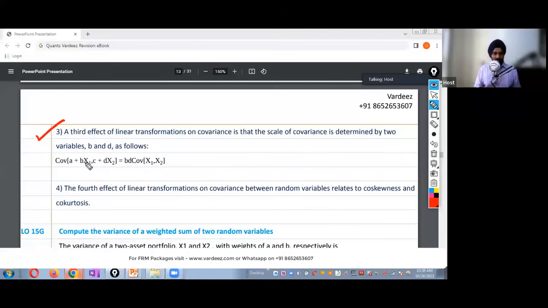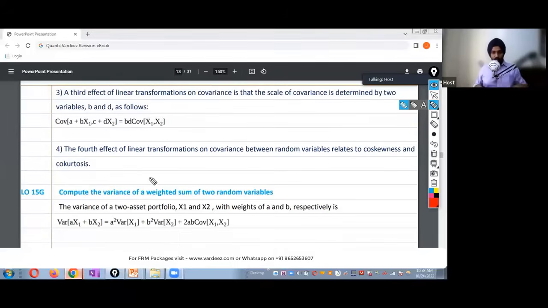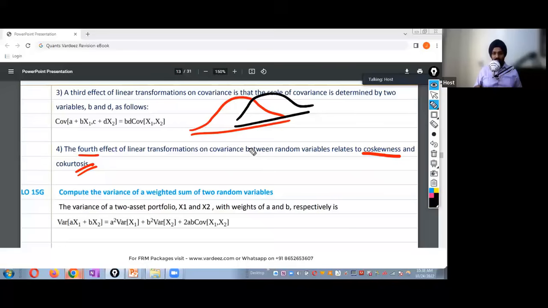Okay. You don't have to remember these particular formulas and so on and so forth. But you know that, okay, what's the effect on that? That's what we need to understand. Finally, the fourth effect on the covariance between two random variables has to do something with the co-skewness and co-kurtosis. Remember, when we're talking about the first random variable, if we just move it to the right or left, the skewness was not affected, right? Kurtosis was also not affected.